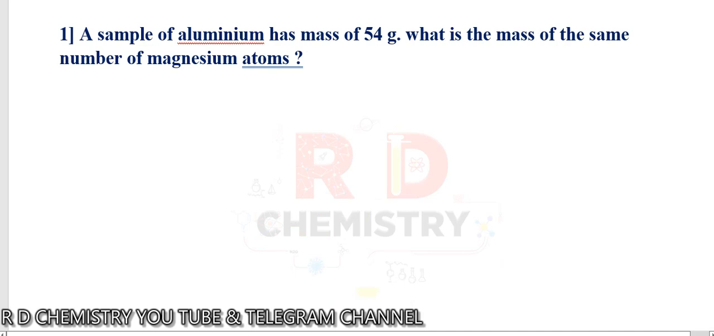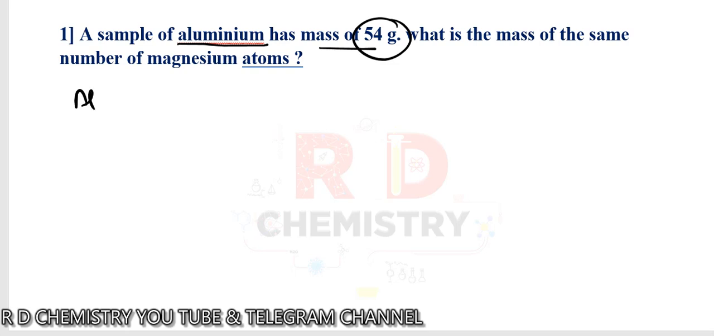See this question. A sample of aluminium has mass 54 grams. What is the mass of the same number of magnesium atoms? Aluminium atomic mass is 27, and magnesium atomic mass is 24. We have to remember, these are atomic masses, not atomic numbers. Now, how to connect?